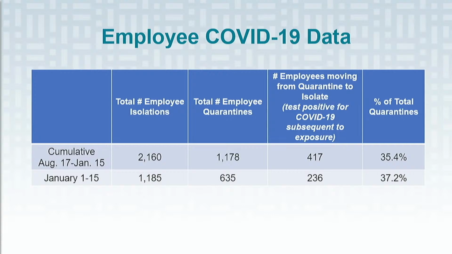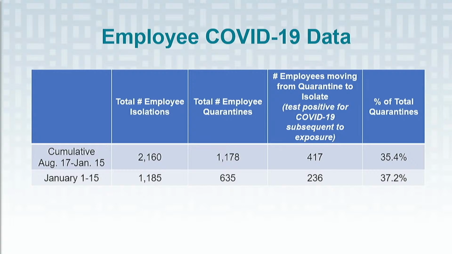So you'll see we've had 2,160 employees isolate from 17 August to 15 January. We've had 1,178 employee quarantines. We had 417 employees move from quarantine to isolation, i.e., they went from having been exposed to they're positive.